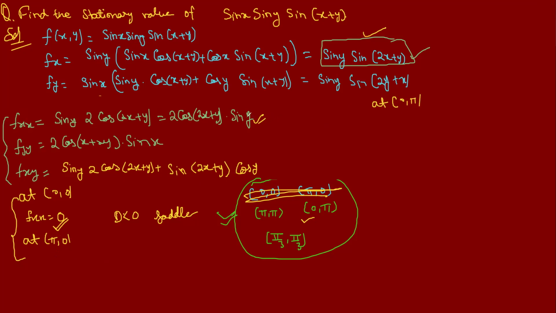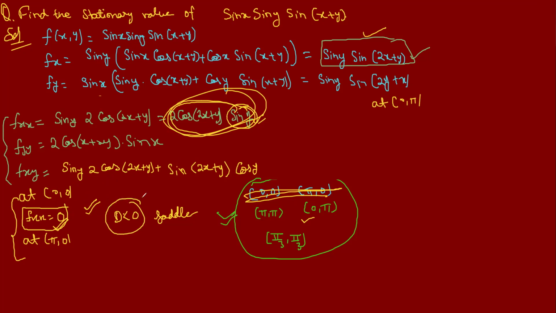x is 0 and y is pi. Again, if y is pi, sin pi is 0. Sin pi is what? 0. Again, this is a saddle point, right? 0 into anything is what? 0. Then you will get f xx is 0. If f xx is 0, then no need to check D, because D will always be negative. Understood, na?